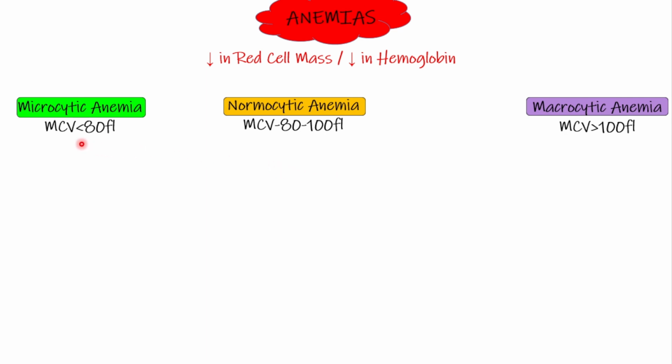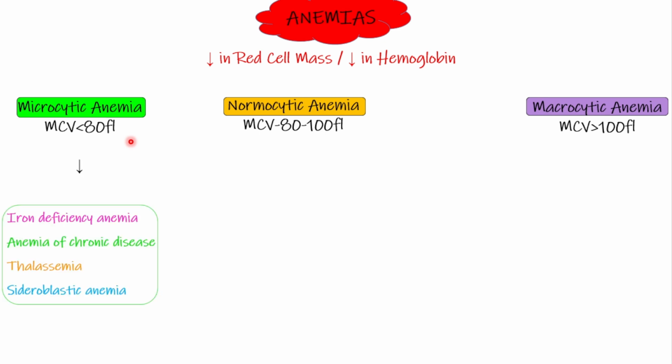If the size of the red blood cell is less than 80, so if the MCV, mean corpuscular volume of RBC, is less than 80, then it is said to be microcytic anemia. And if the MCV is greater than 100, then it is known as macrocytic anemia. So what are the different types of microcytic anemia? Microcytic anemia includes iron deficiency anemia, anemia of chronic disease, thalassemia, and sideroblastic anemias.